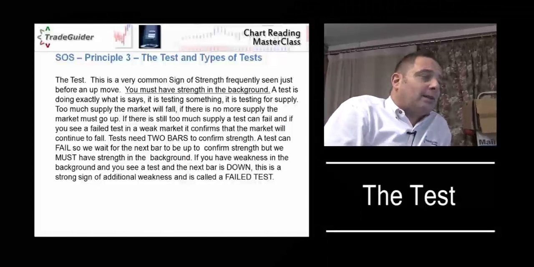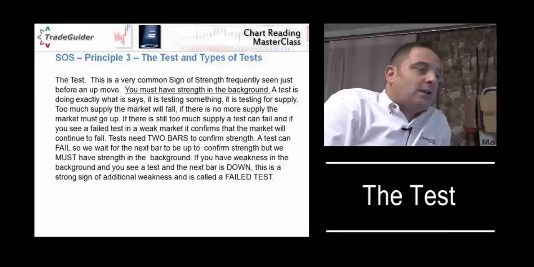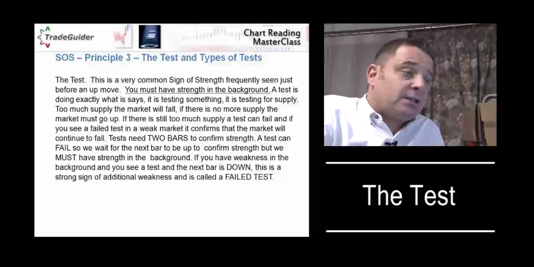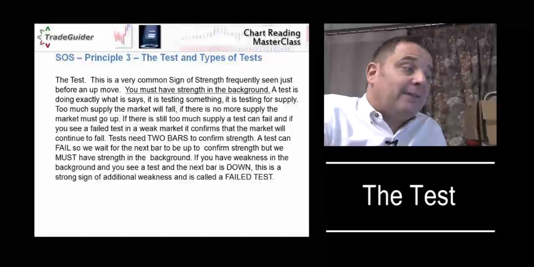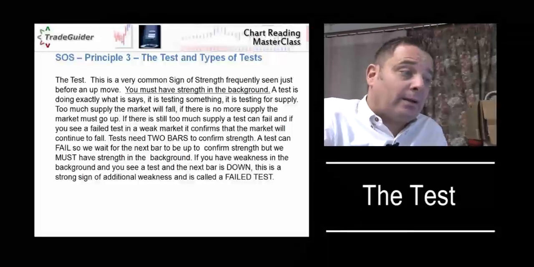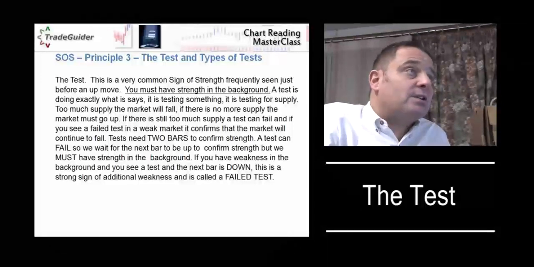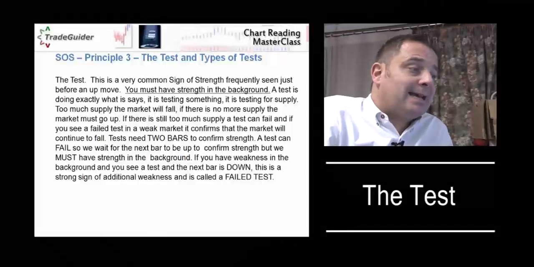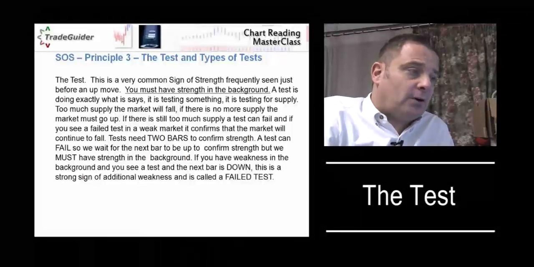Too much supply and the market will fall. If there's no more supply, the market must go up. If there's still too much supply, a test can fail. And if you see a failed test in a weak market, it confirms that the market will continue to fall and is a serious sign of weakness. Tests need 2 bars to confirm.